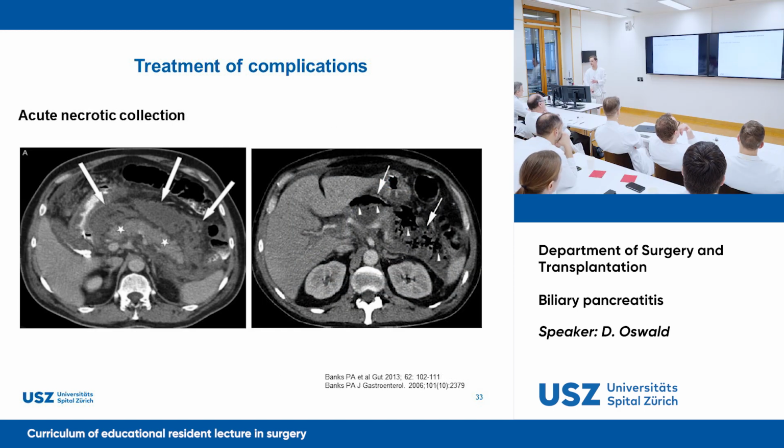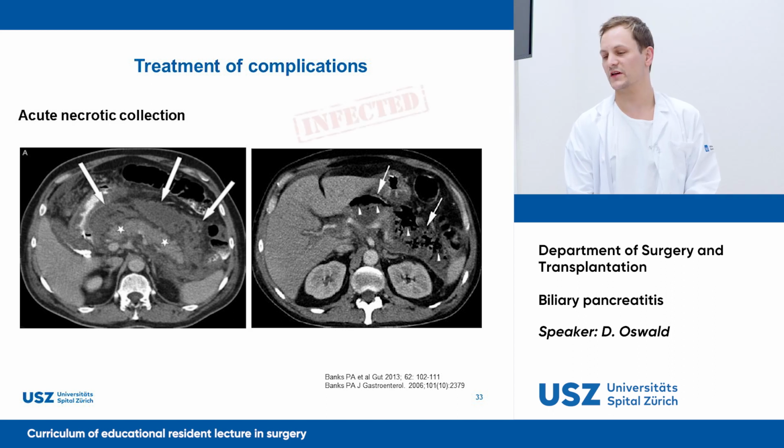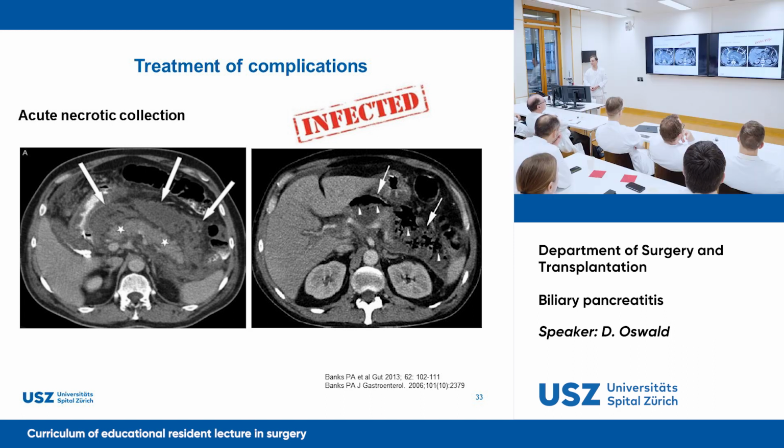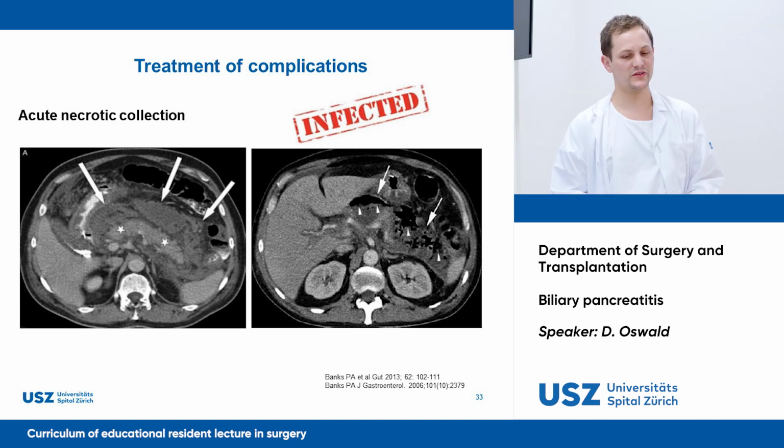We made this CT scan, so what can we see in these scans? That's the picture we saw before, this acute necrotic collection. But sometimes, if the patient doesn't improve, we have this picture with the presence of gas within the necrosis. That's a clear sign of infected necrosis. That's a dreaded complication, and approximately one third of all patients with necrosis develop infected necrosis. The majority of the infections are gut-derived organisms such as E. coli, Pseudomonas, or Enterococcus.